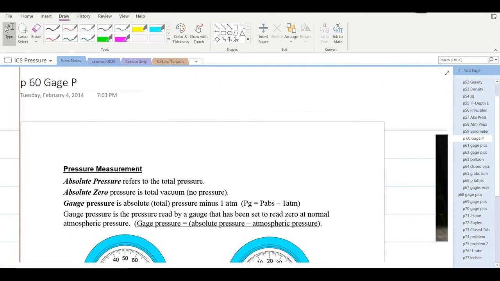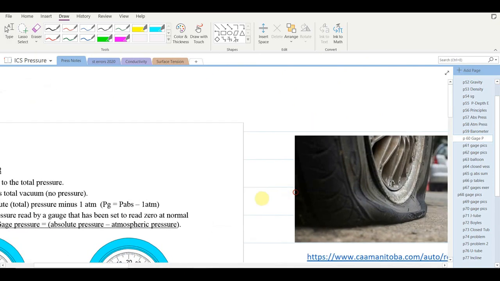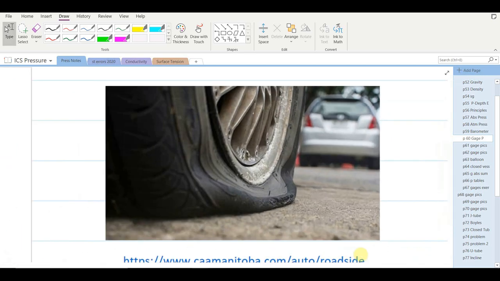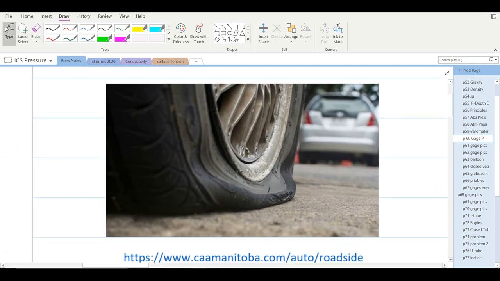On page 60, we're going to look at some gauges that read pressure. But let me first have you look at this tire and tell me what the pressure in the tire is. What's the pressure in the tire? Many people will say, well, there's no pressure in the tire because the tire is flat. But is that really true? Is there no pressure in the tire? Isn't there still some air in the tire, bouncing around, exerting pressure? What's the real pressure in the tire? The pressure in the tire is actually atmospheric pressure. Right? That's not no pressure, it's atmospheric pressure.